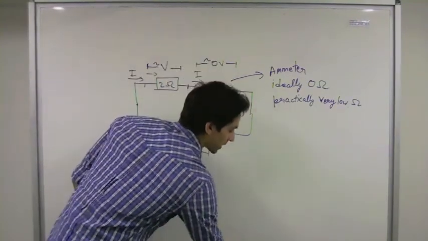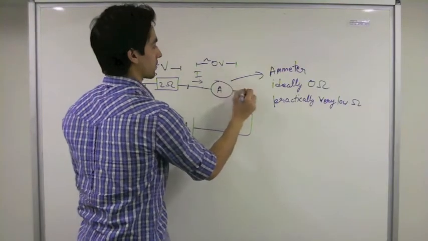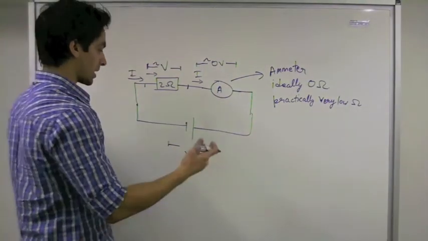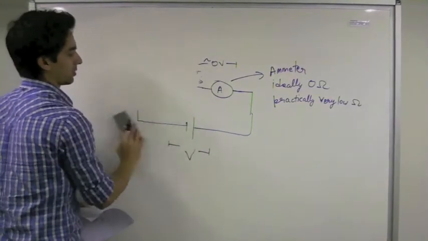How do you symbolize an ammeter? An ammeter has this symbol. So that's how you use a voltmeter and an ammeter.